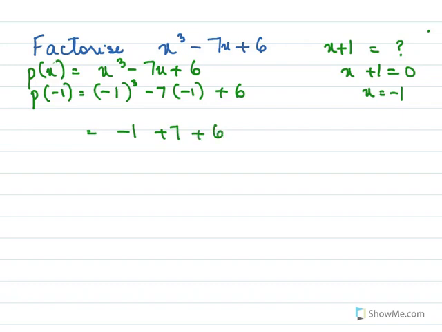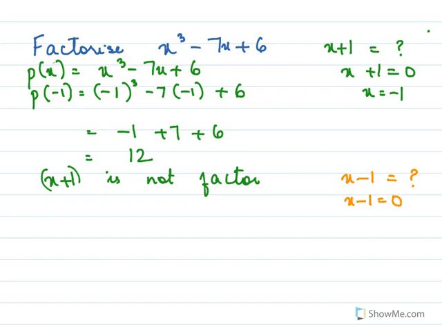It is not a factor. So here we get the answer as 12. We didn't get 0, so x plus 1 is not a factor. Now since x plus 1 is not a factor, we have to check whether x minus 1 is a factor. So for that you do x minus 1 equal to 0, x equal to 1.